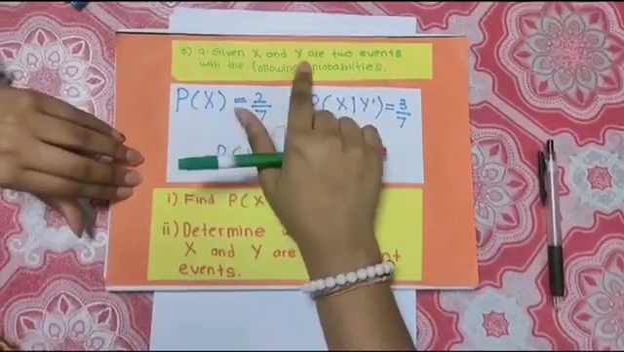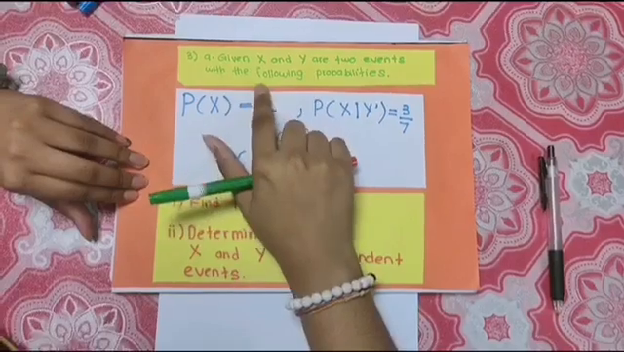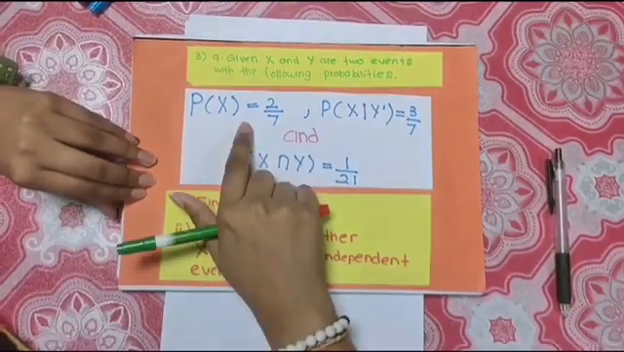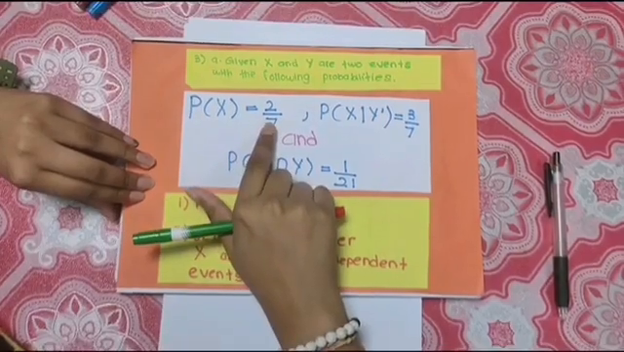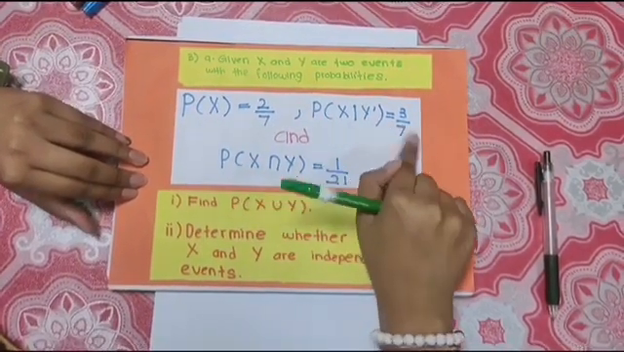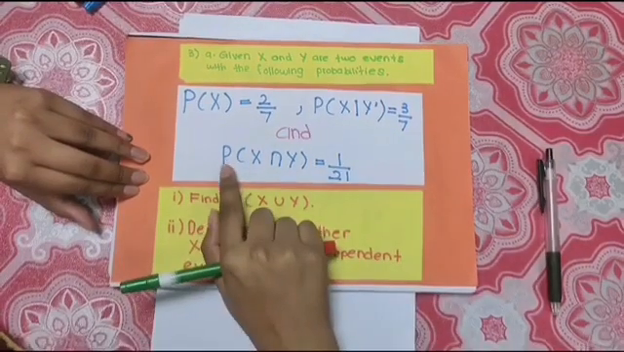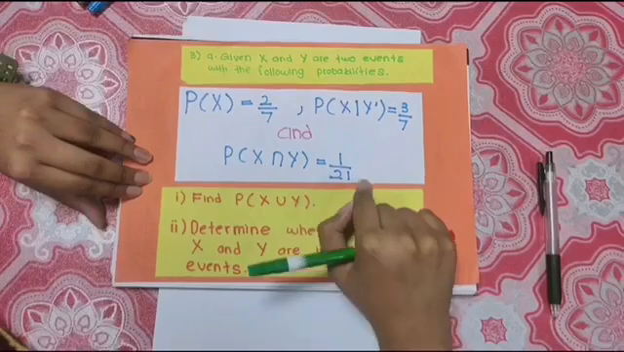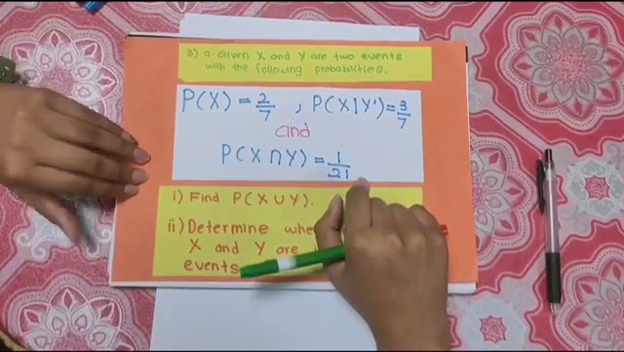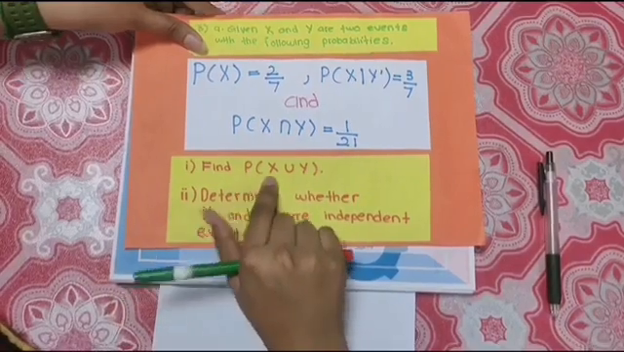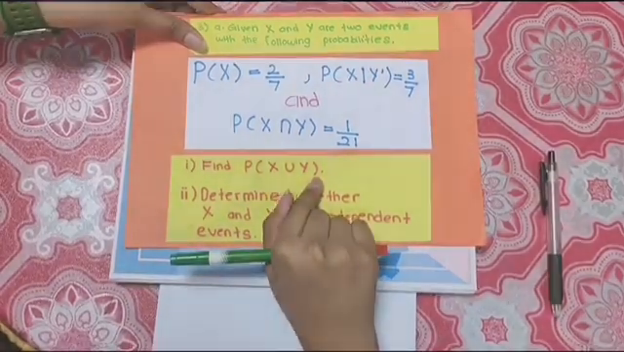Given x and y are two events with the following probabilities: probability of x equals 2 over 7, probability of x given y prime equals 3 over 7, and probability of x intersect y equals 1 over 21. Now we are going to find the value of probability of x union y.